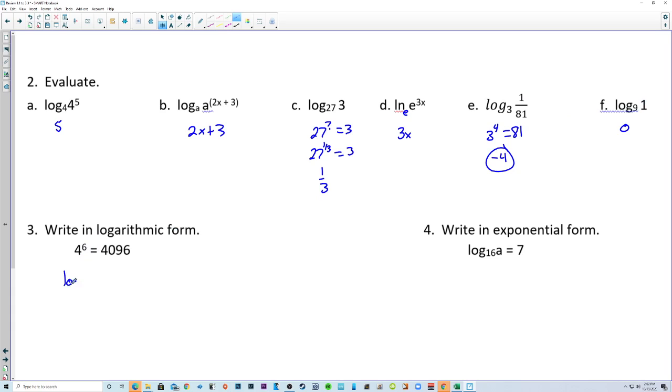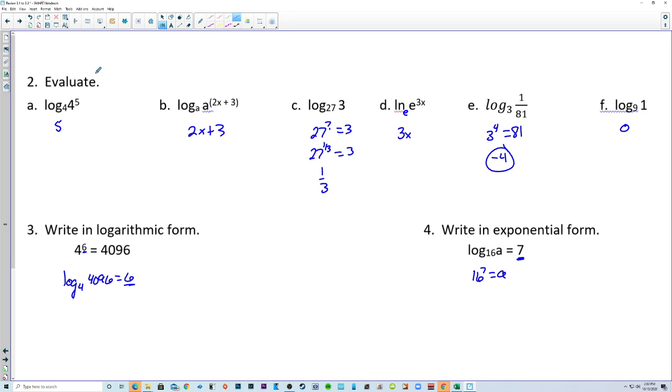On this one, we got log base 4 of 4,096 is equal to 6. And right here, write an exponential, 16 to the 7th is equal to a. Keep in mind that logs always equal the exponent. So the exponent on this one was 6, so the log has to equal the 6. And right here, log is equal to the 7. That's the exponent.